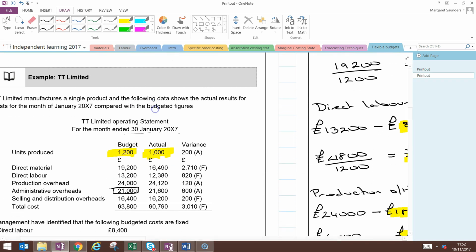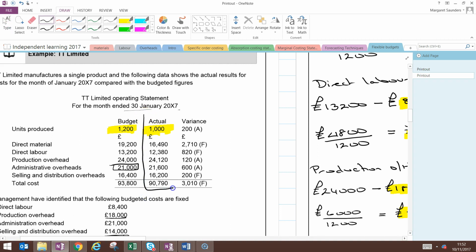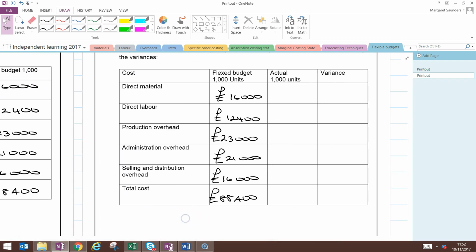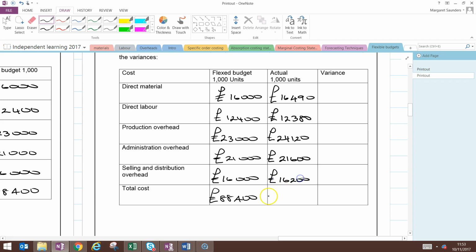In the actual column, we are going to put the actual costs that we were given. Okay, just find those. So that's all of these. So we're just transferring these straight into our statement. Totaling 90,790.